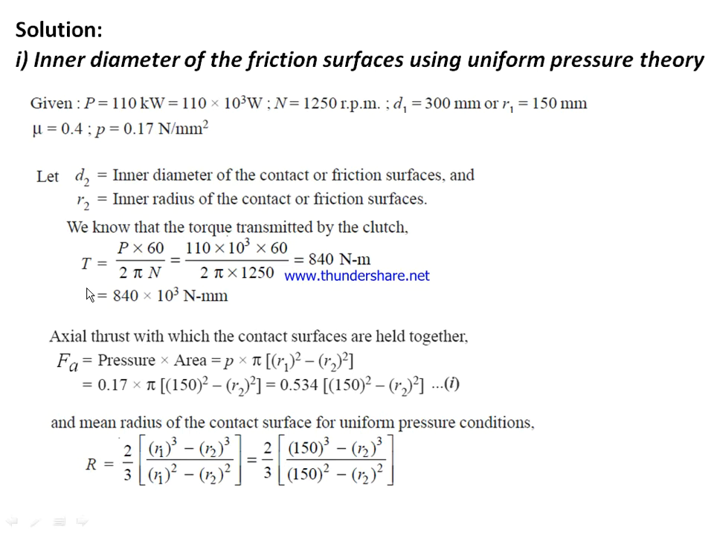We know that by using the power equation P equal to 2 pi N T divided by 60 into 1000, we can determine the torque because N is known, P is known. So hence by substituting the value of P and N, we get torque as 840 into 10 to the power of 3 Newton millimeter. Now for the uniform pressure theory, Fa is given by P into area, that is P into pi into R1 square minus R2 square. So hence P is given as 0.17, R1 is given. By substituting these values, we get Fa in terms of R2. And also we know that the mean radius of the contact surface for uniform pressure conditions is given by this. So this mean radius will also be in terms of R2.